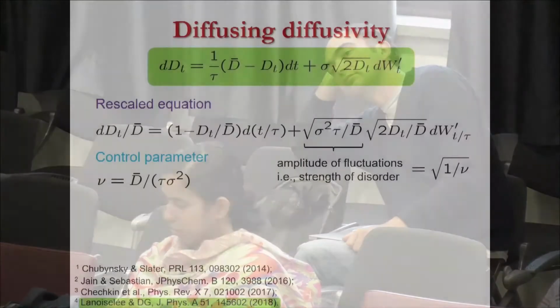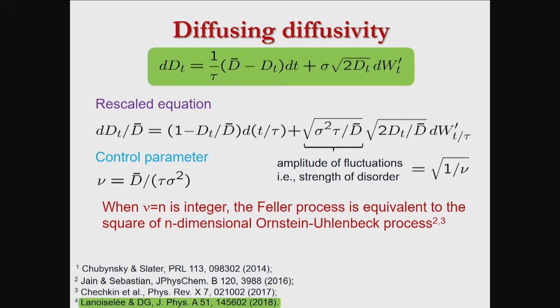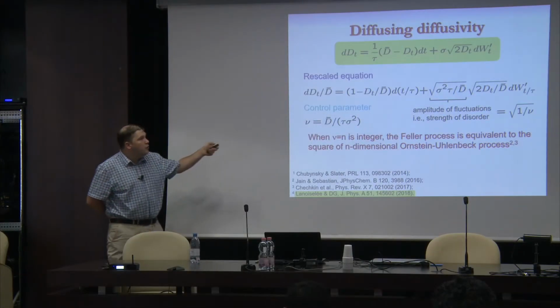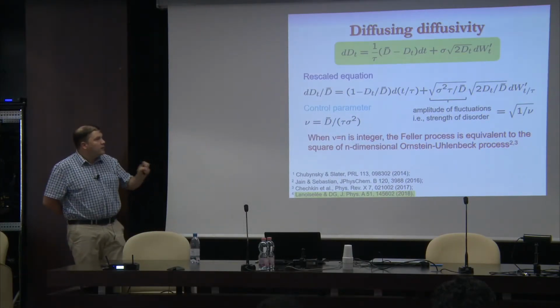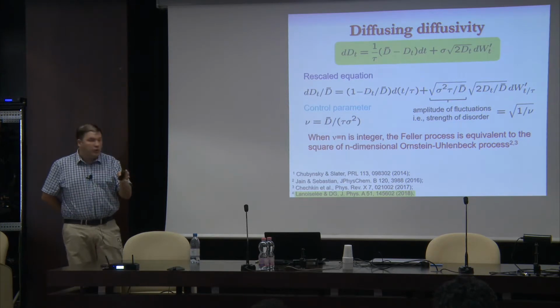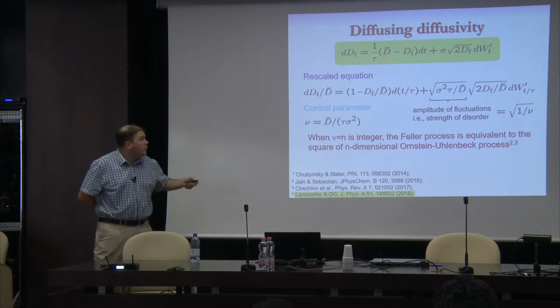And so let me mention that this Feller process is a natural generalization of the former work, because if this parameter nu is an integer, then the Feller process is fully equivalent to the square of an n-dimensional Ornstein-Uhlenbeck process used in previous works. But here it's a generalization to any value of nu, and it's not just a switch from integer values to real values.